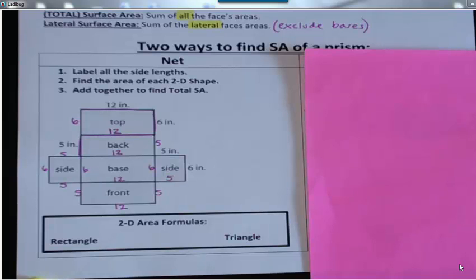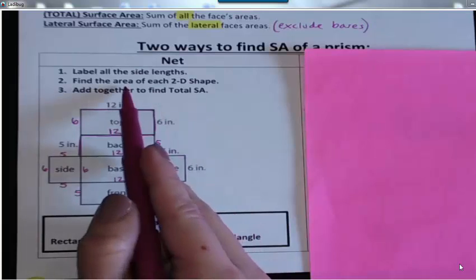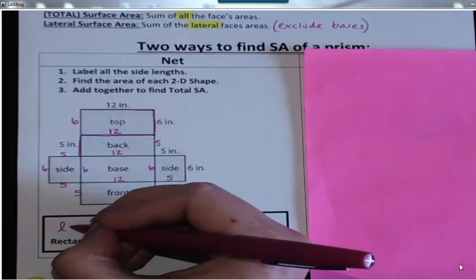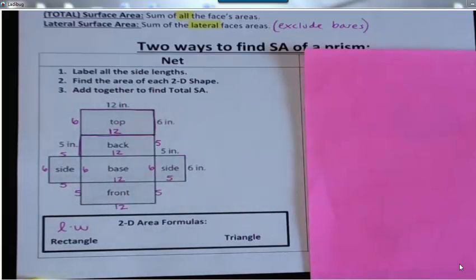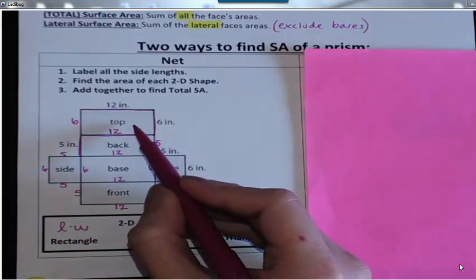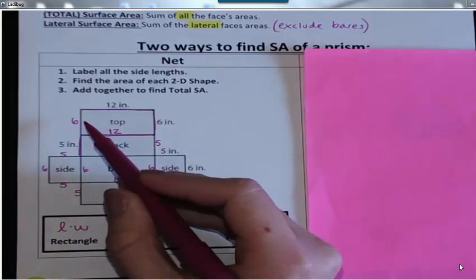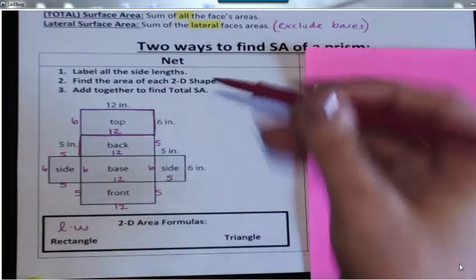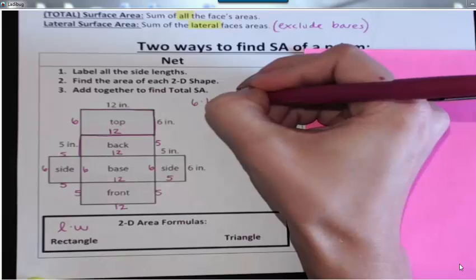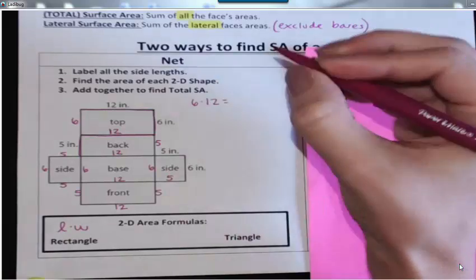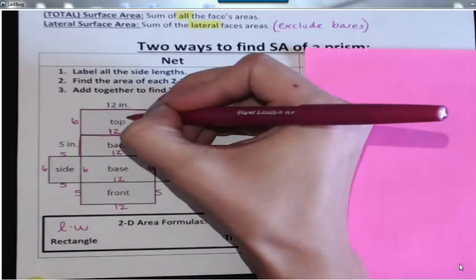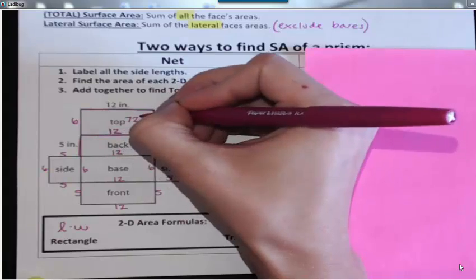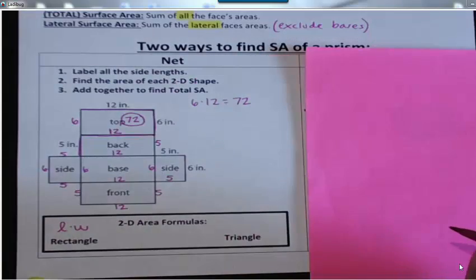Since this is a rectangular prism that's just unfolded, the formula I need to find the area is length times width. So for each one of these rectangles, I'm going to find the area using length times width. This first one is going to be 6 times 12, which is 72. So the area for this rectangle is 72.